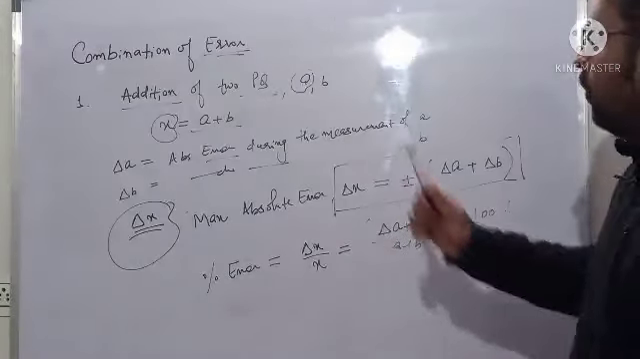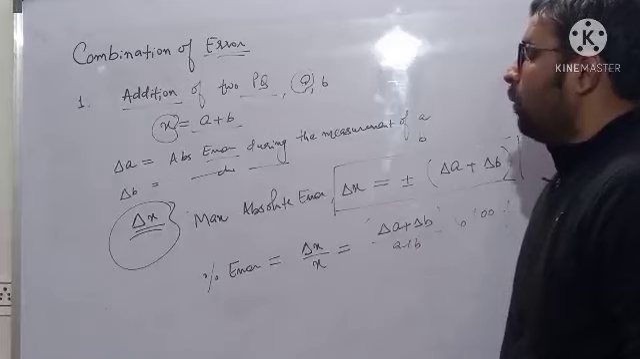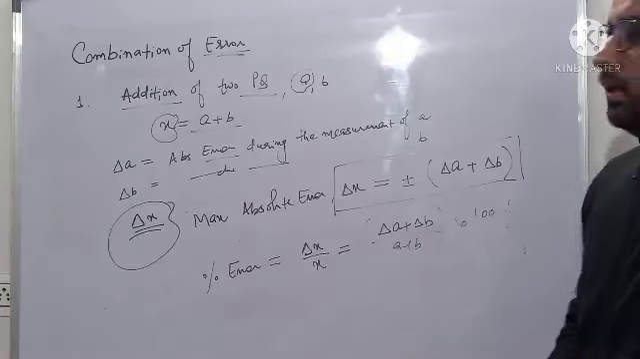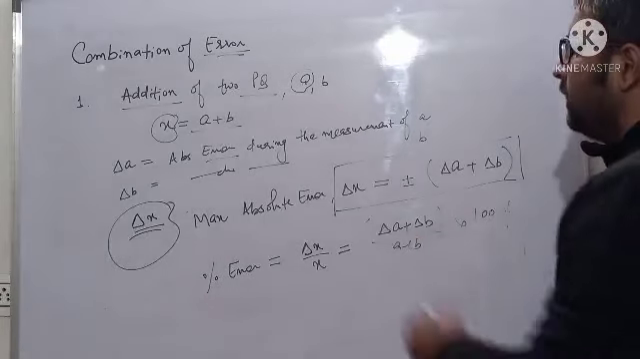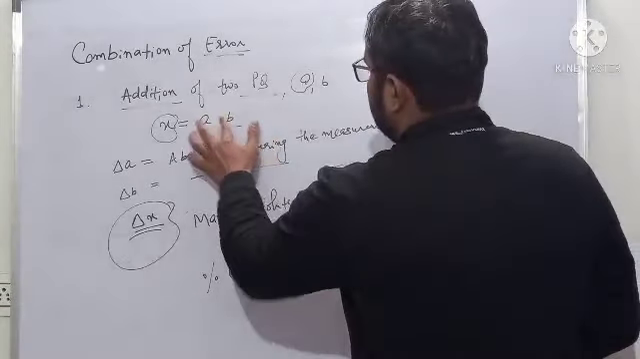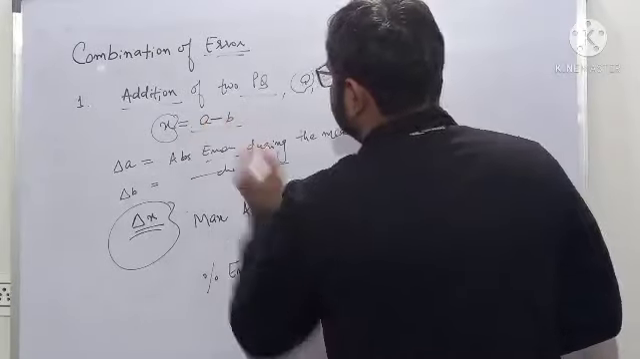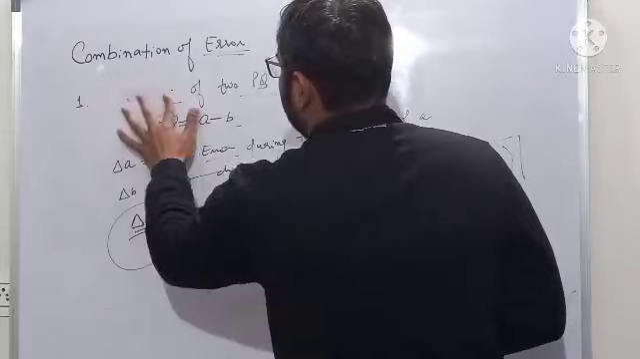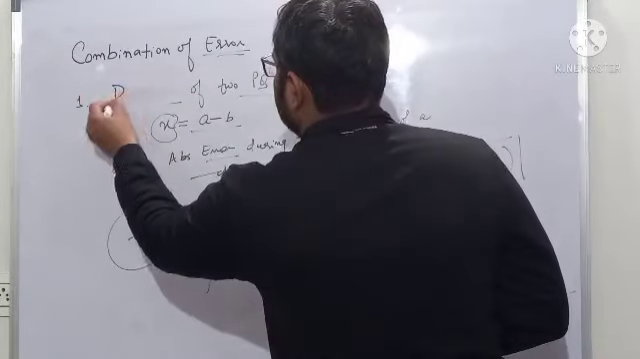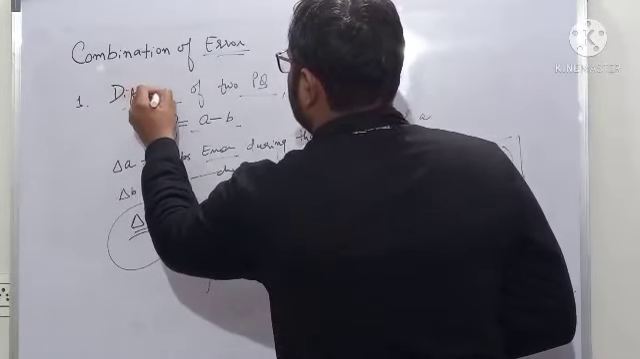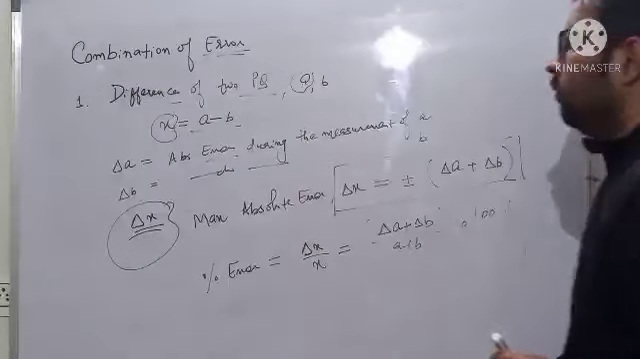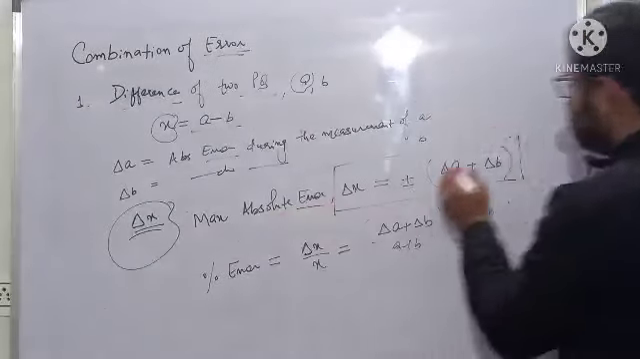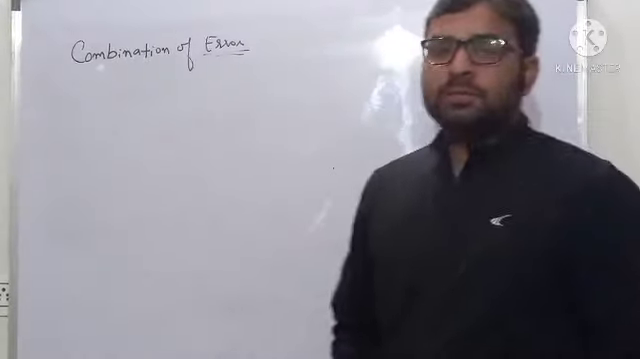Done? Now the next topic is what happens when two physical quantities are in the difference of each other, like when X is equal to A minus B. This is my second topic: difference of two physical quantities. When X is equal to A minus B, my maximum absolute error will remain the same. Now let us move on to the third one.